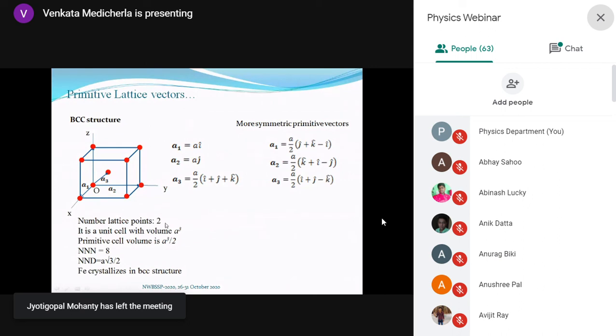So the number of lattice points, we know, is 2. Unit cell volume is A cube. Primitive cell volume is A cube by 2. I have told you already: 2 lattice points in A cube, so 1 lattice point is A cube by 2.